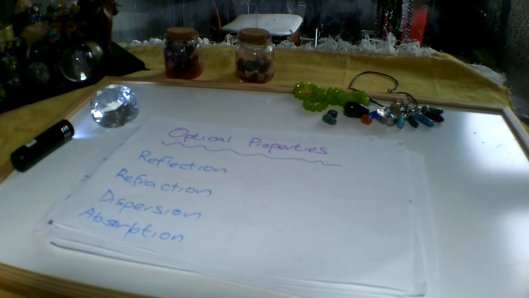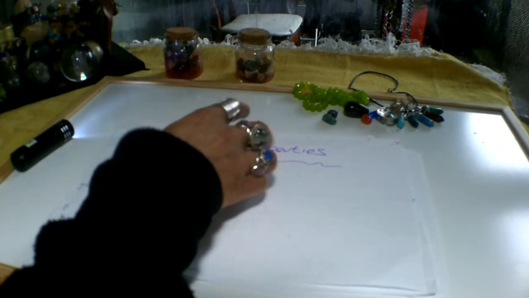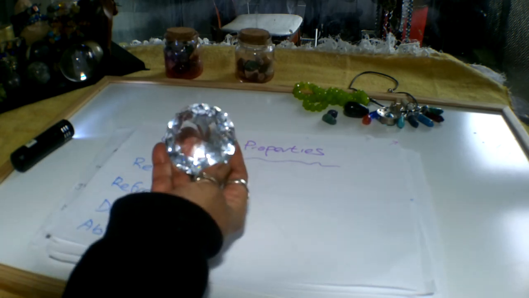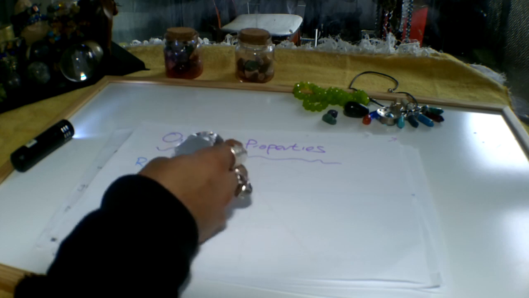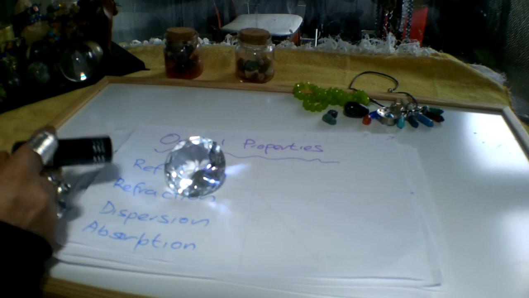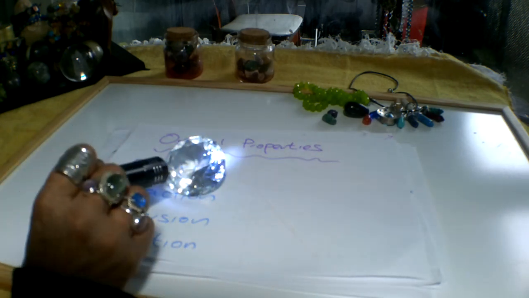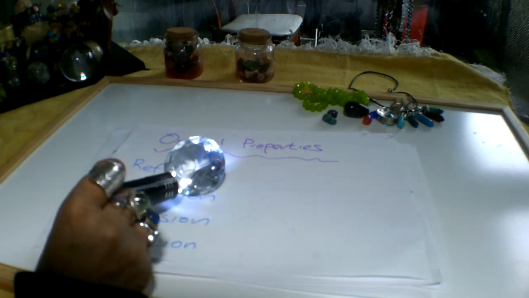So what happens when a gemstone interacts with light, or what happens when light actually hits the surface of a gemstone? Now I have a nice little model of a gemstone. This is a diamond cut piece of glass, and it's there to represent what is going on within the gemstone. I've got a little torch to show you what happens when you shine light on it, so I hope you can see it, what is going on when light is shining on that particular gemstone.